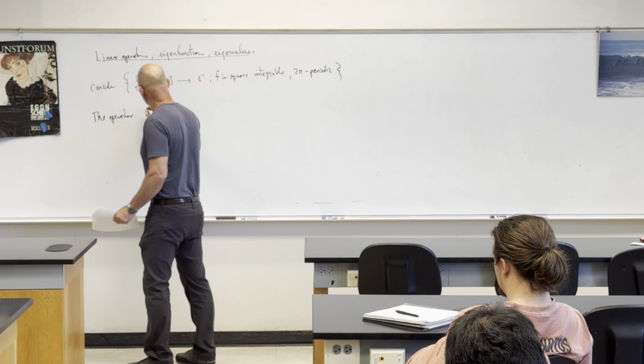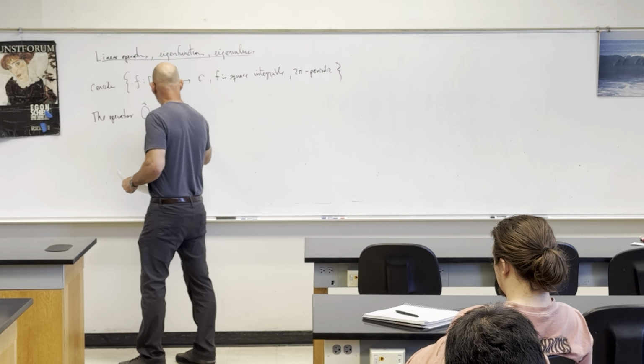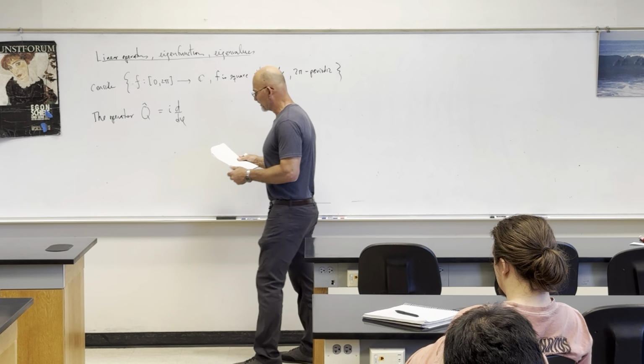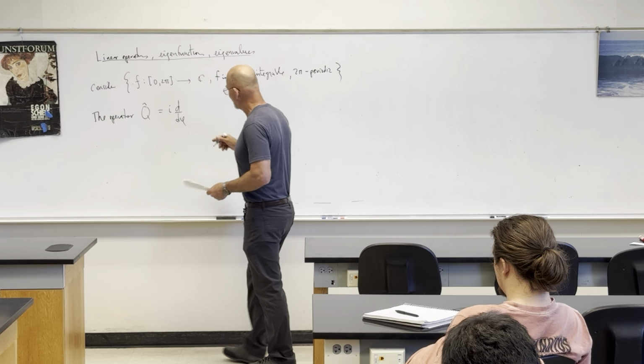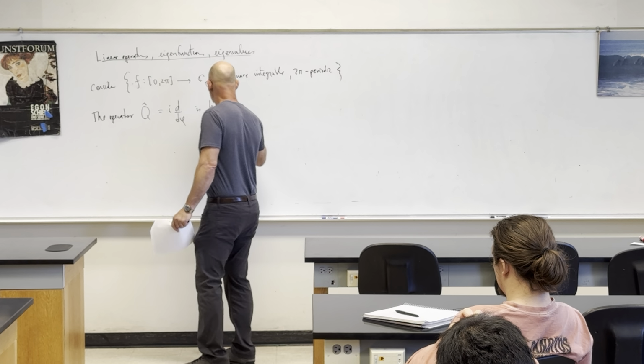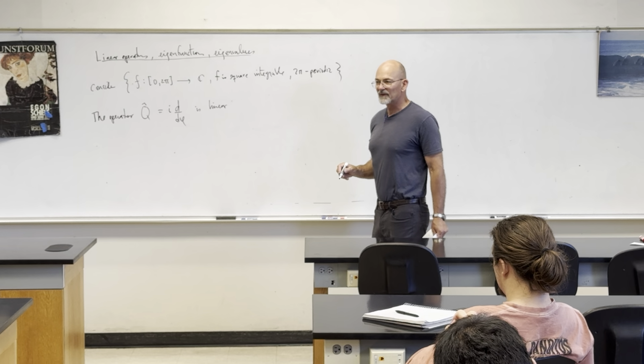This is out of Griffiths. So the operator Q hat equals the complex number i times the derivative d over d phi. Phi is our variable. And this is linear. So that's the first thing we have to know. Is this a linear operator?